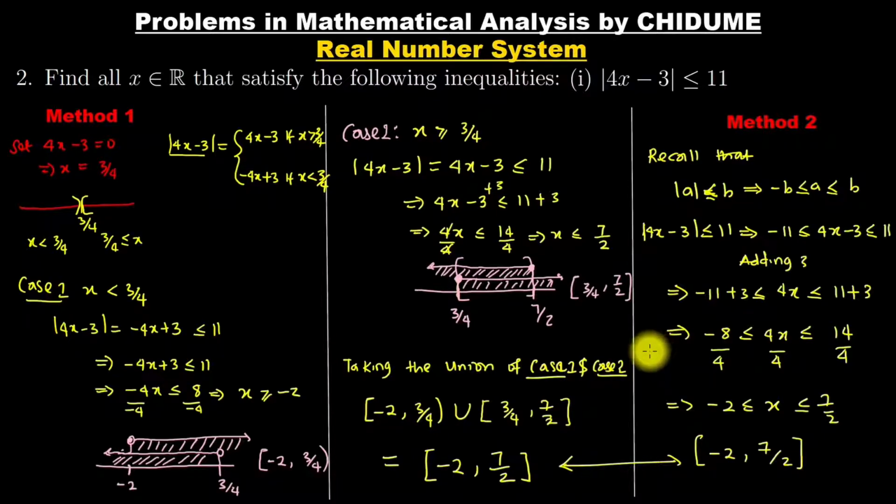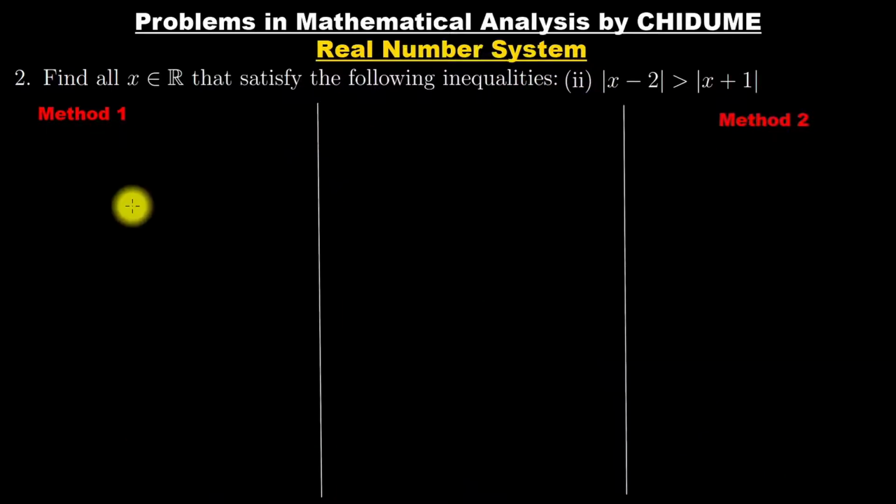Okay, we are still on question 2, but let's just move to the second question on question 2. Now for the second question, we are asked to solve this inequality, that is the absolute value of x minus 2 to be greater than the absolute value of x plus 1. Of course, I will also solve this using two different methods, but let's consider the first method.